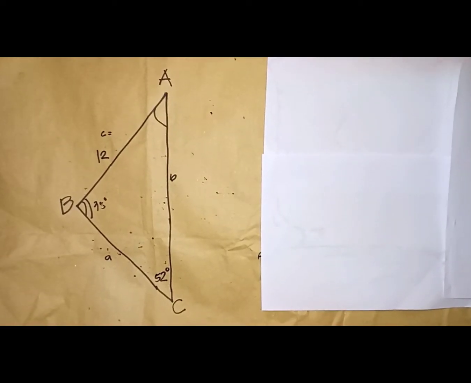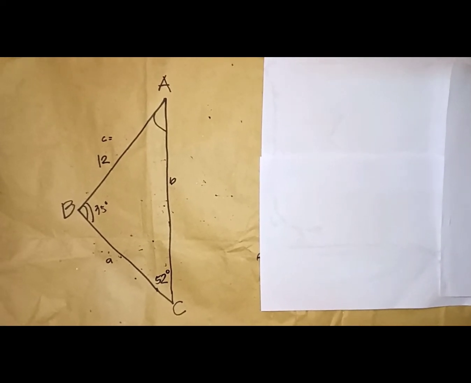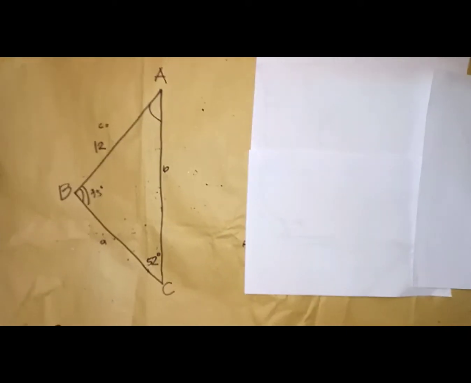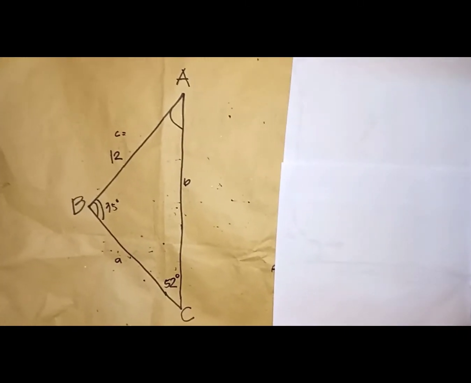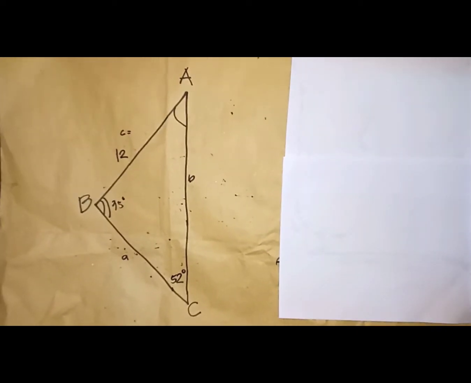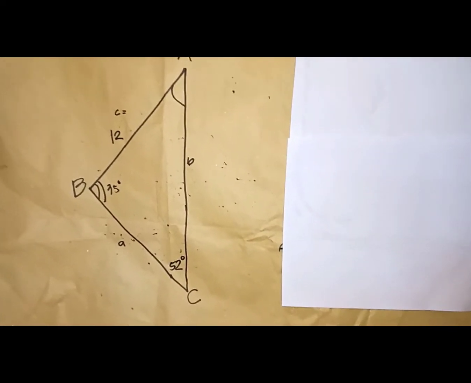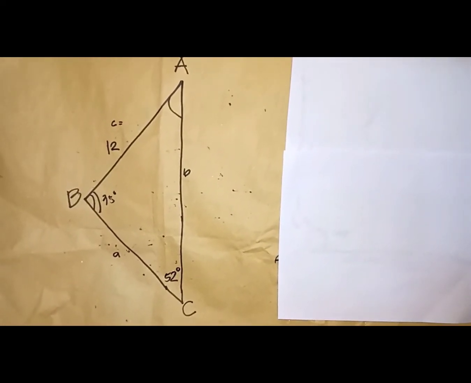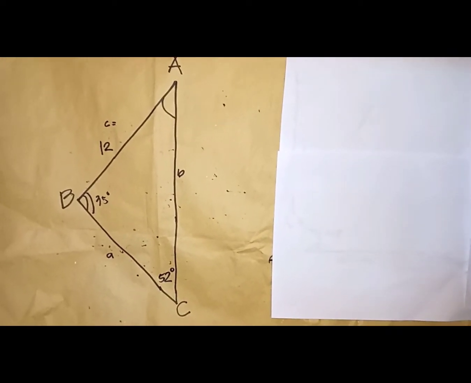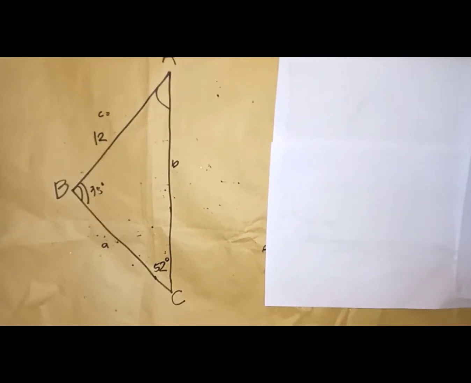Next, I am going to show you how to solve the missing sides and angles of non-right triangles using sine rules and cosine rules. As you can see, I already drew a triangle. Given angle B is 35 degrees, angle C is 52 degrees, and missing is angle A, and side C is equal to 12, side B is not given, and side A is not given.